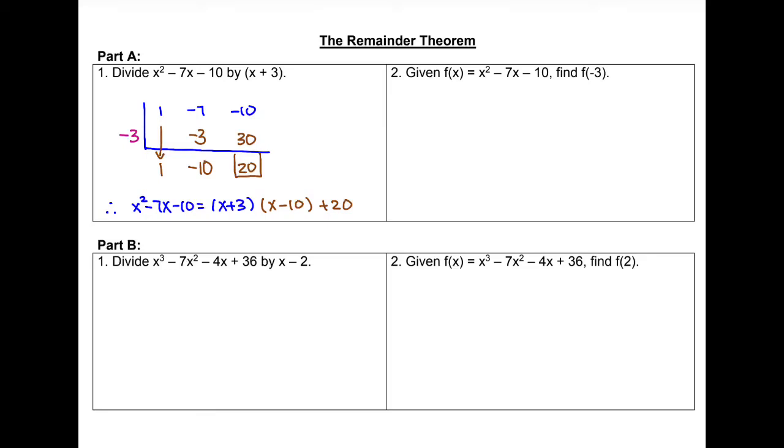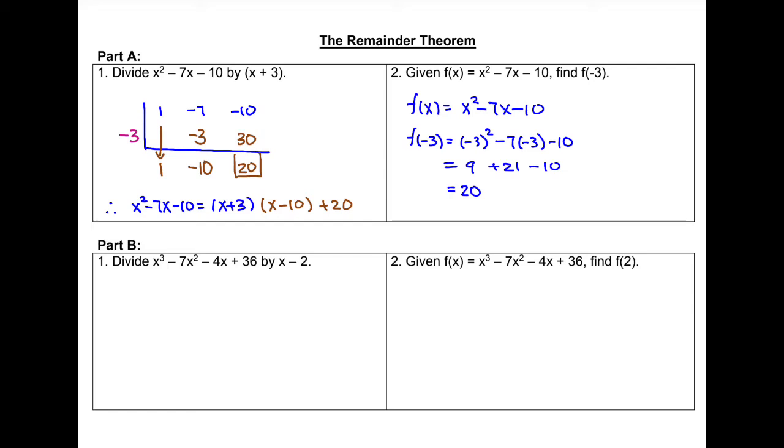Now, let's take a look on the right. Given f(x) equals x squared minus 7x minus 10, we want to find f at negative 3. That means all the x has been replaced with the value negative 3. And we're going to have 9 plus 21 minus 10, which is 20. And that is the remainder we found from the synthetic division.